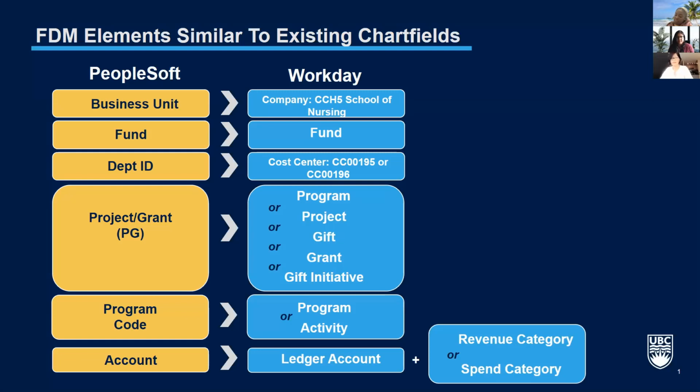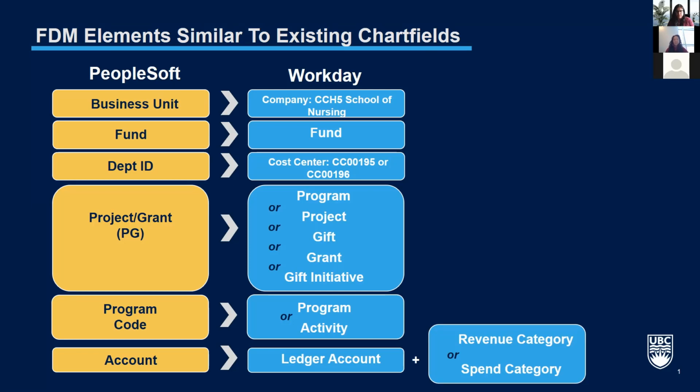So first, just to understand how it works, most of you don't have to worry about the PeopleSoft, the yellow side, mainly the blue side. So the company for School of Nursing, our company code is CCH5. On the most part, you don't have to worry about it, but in case you're asked. The fund is another thing you don't have to worry about in the event that you put the grant in or the cost center in, it will automatically populate that field in Workday.